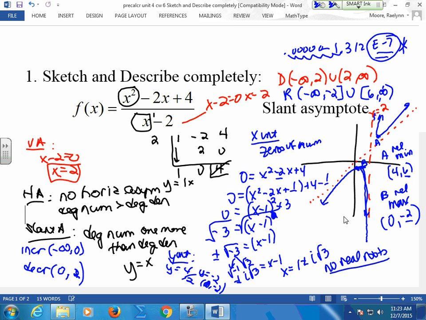Then I jump back up here. What's my y value doing? Decreasing from 2 to where? 2 to 4. Okay, that's my min point. And then what am I doing after 4? Increasing. I'm still going off of your max and your mins, but you also have some asymptotes blocking you.